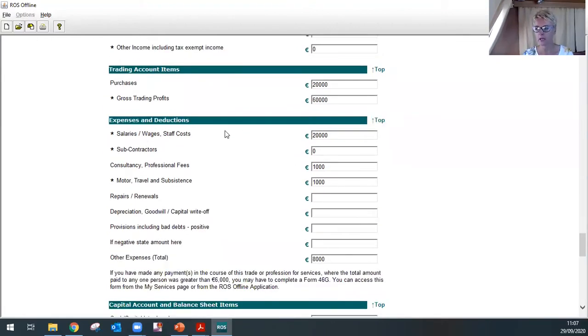All right. So in this panel go all other expenses, called overhead sometimes. So salaries and wages. Mary employs one assistant part-time, so she paid her 20,000 in wages per year. So the figure goes here. She didn't pay any subcontractors. Consultancy fees of 1,000, motor expenses of 1,000, and other expenses of 8,000.